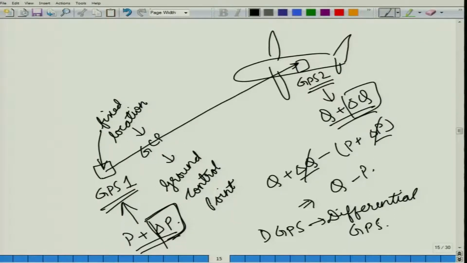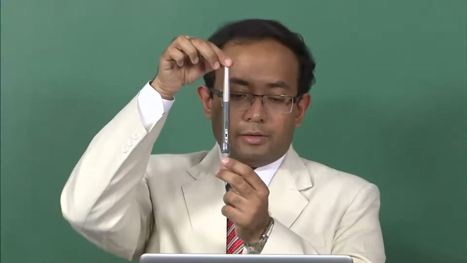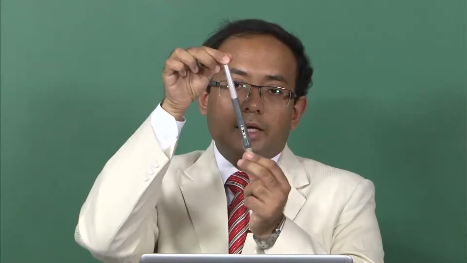Now, coming back to the slide, we need to know the position of the aircraft in very high precision. We can use a differential GPS. At the same time, we also use an inertial measurement unit. An inertial measurement unit can tell us any small deviations in its position. So, suppose we were using a laser beam, then if this aircraft tilted a bit, we would need that tilt as well. So, that is had with the inertial measurement unit.